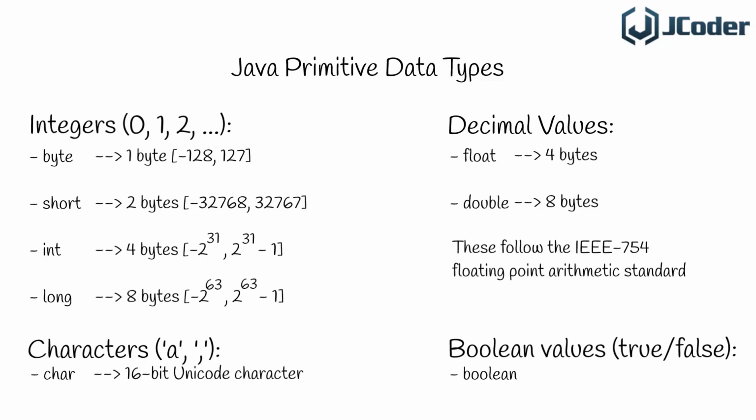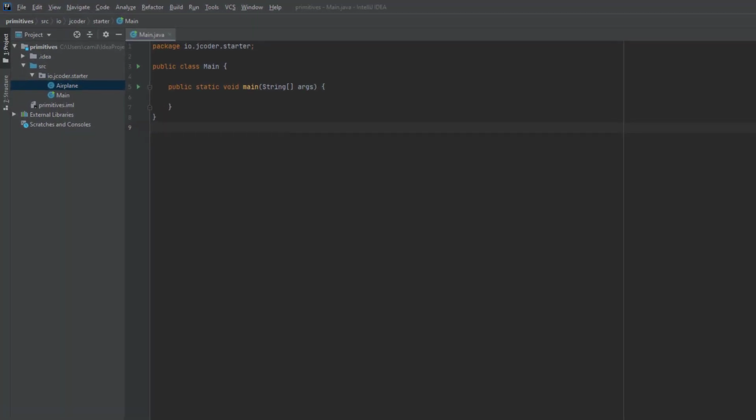What I want us to focus on are the differences between the data types and to understand that different data types can be used to store different ranges of values, and that depending on the use case that you have at hand, you will choose an appropriate type. Okay, so let's see this in code.